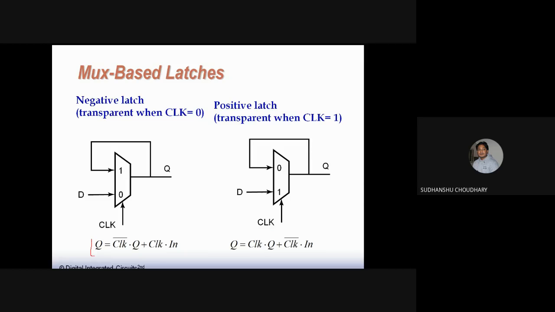And the output Q, the logic function can be written in terms of clock, Q and the input. So this resembles a multiplexer actually.